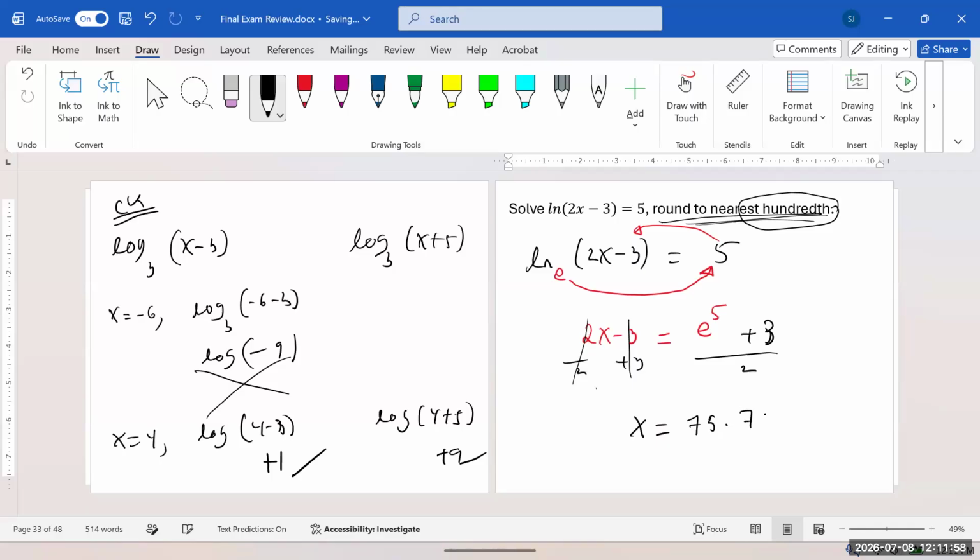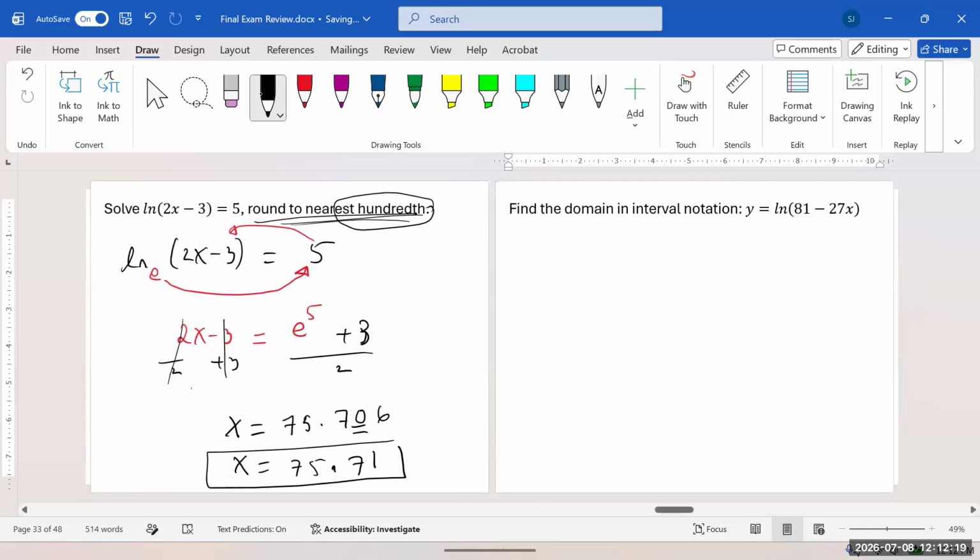75 point. Before rounding, what number do you have? 706. So second place on 71. Any questions so far?